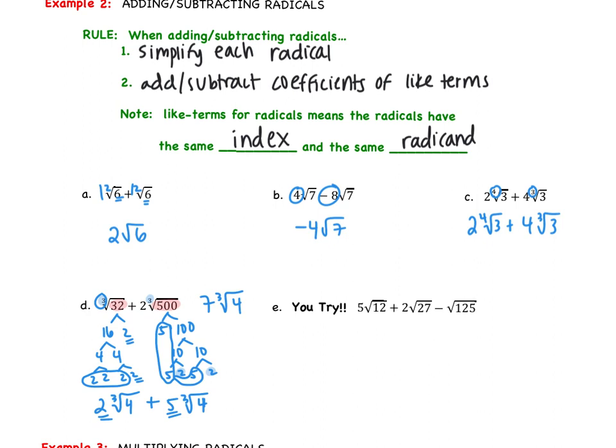Okay, E is an example for you to try. If we look at rule 1, or the first part of the rule, you are going to need to simplify each radical. So we notice that our radicands are different. Even though the indexes are the same, you're going to need to simplify each radical. So break them down. I will tell you, when you're done, you should end up with an answer of 11 root 3. If you do not have work to back that up, you will not get credit. So please make sure that you show work on this problem. You may want to pause here before going on to example 3.